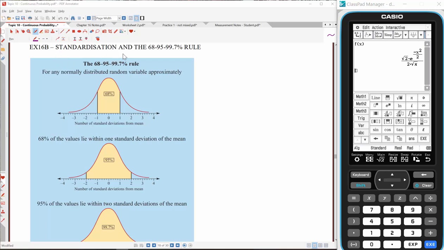Today we're going to look at standardization and the 68, 95, 99.7 rule. Okay, so for any normally distributed random variable, and remember, it's got to be normally distributed. This is really important, this only applies to normally distributed random variables. We have approximately 68% of the values lying within one standard deviation of the mean.